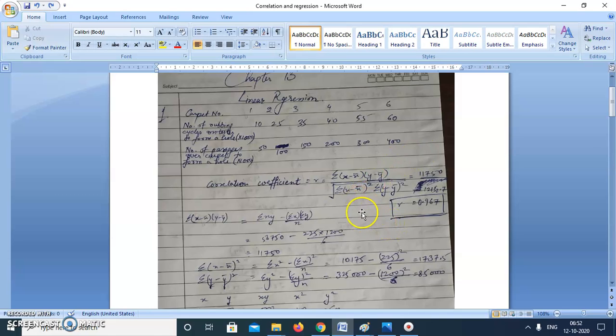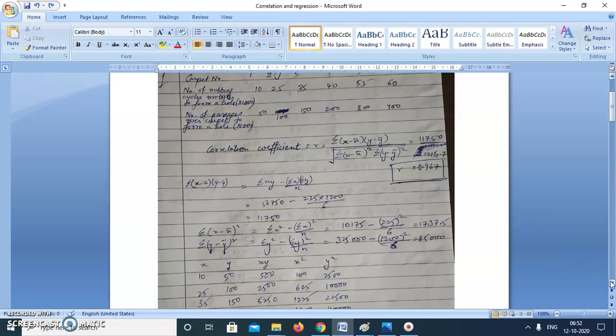This is your formula. For finding that, I have shown you the calculation, and we get the value r = 0.967. You will always get the value between -1 and +1. So it is obviously very near to +1, and we can also see that as this value is increasing, this value is also steadily increasing. That means both the parameters are positively correlated.